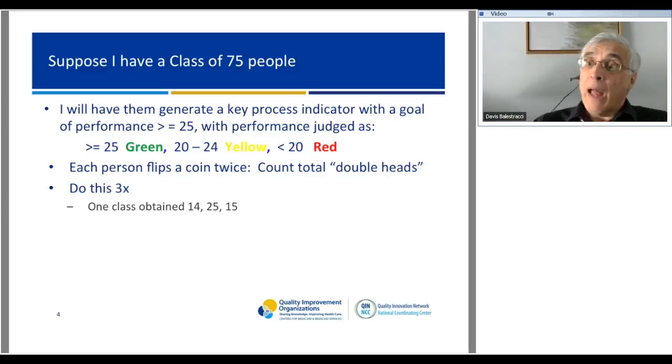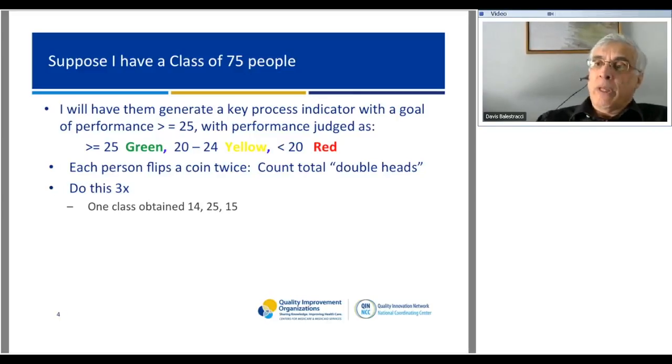So then I have the entire room flip the coin, and those who got heads, I have them flip it again, and then I count the number of double heads. And I do this 3 times. So one class of 75 got 14. Look at that, red. Then they got 25. They met the goal. I was very happy. Then look at that. They went down to 15. And I threw a magnificent tantrum.